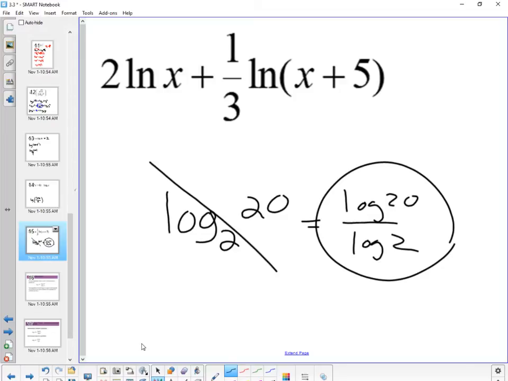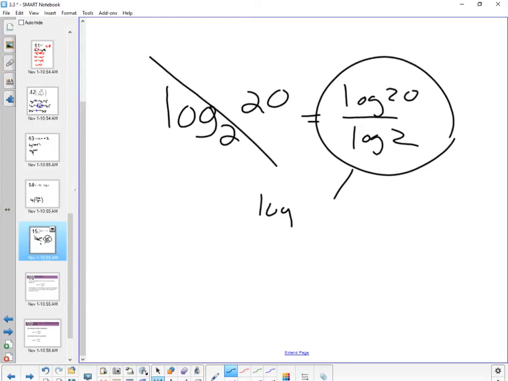Now what's the cool thing about this? The cool thing is, now that I'm at base 10, I can actually change that base to whatever I want. Maybe I don't want it to be log base 2. Maybe I want 7 because that's my favorite number. Well, then I can convert that over to log base 7 of 20 over log base 7 of 2.